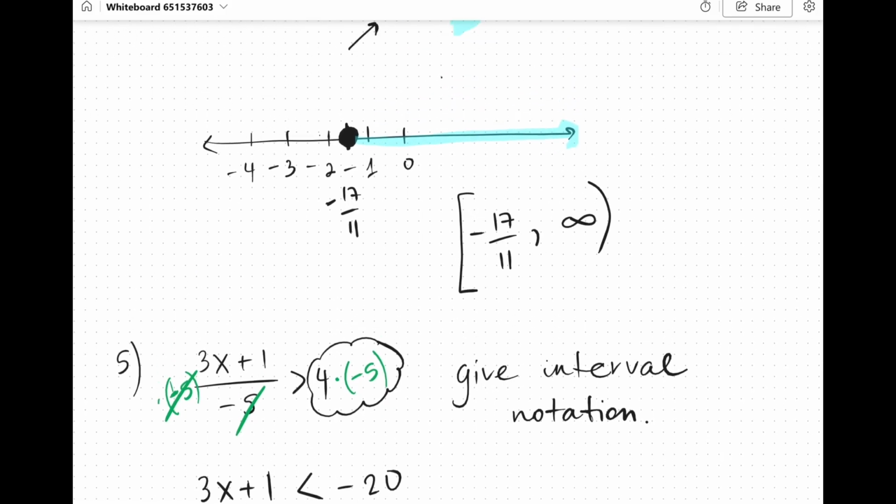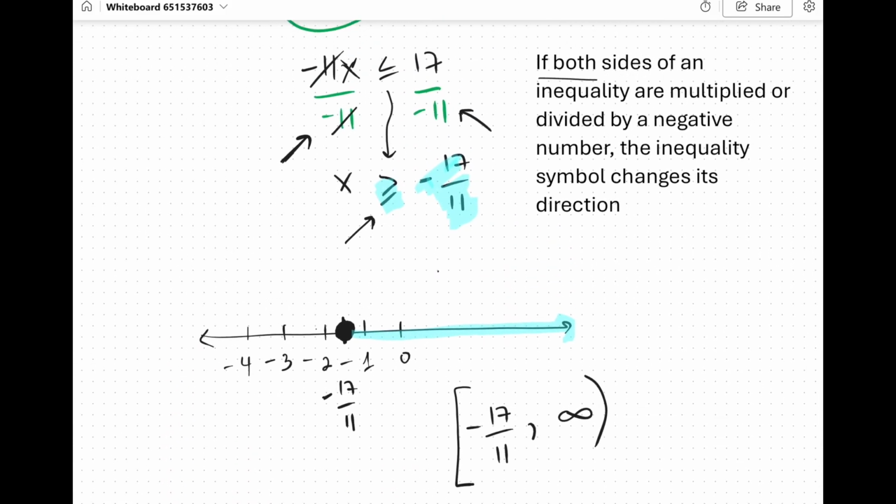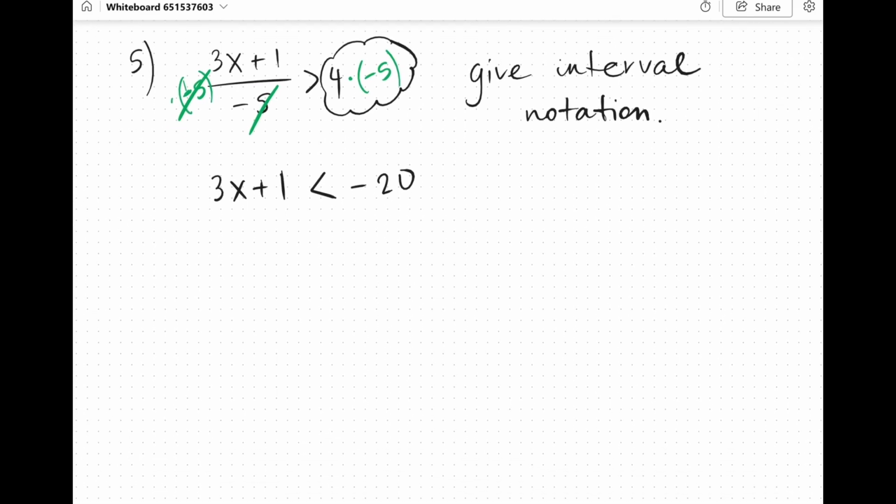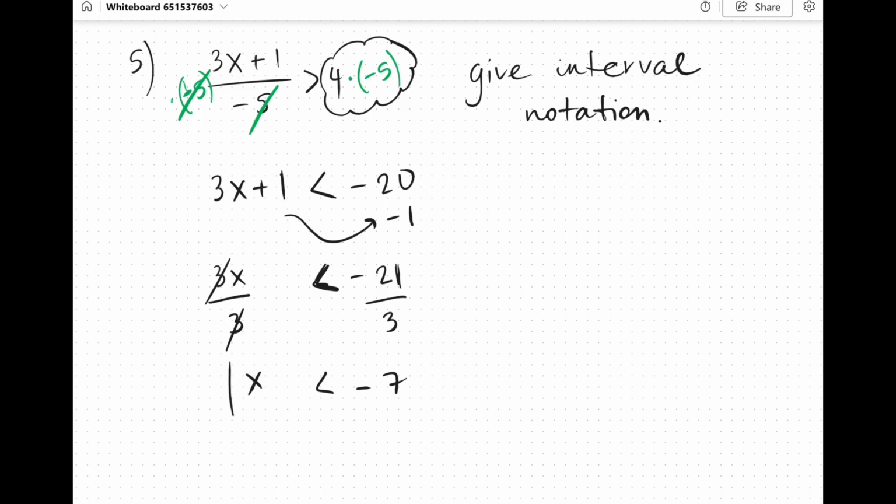Remember the rule right here. If both sides of an inequality are multiplied or divided by a negative. In our case, we multiplied by a negative. So now, simply getting the x by itself, I will first subtract the 1. Divide both sides by +3. Now, this division is not done by a negative number, it's done by a positive number. So we do not need to change the direction of the symbol. It's going to stay pointing to the left. So x is less than -7. This is our simplified inequality.